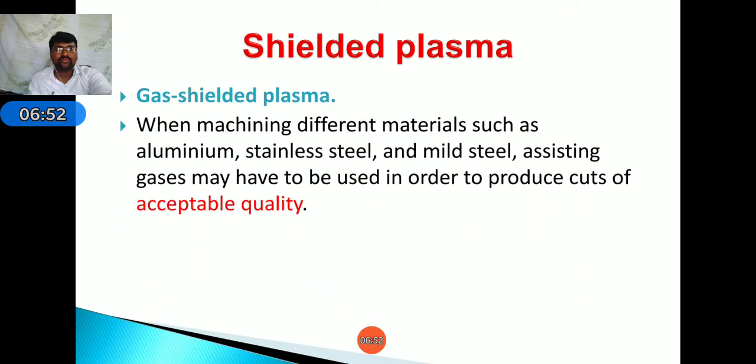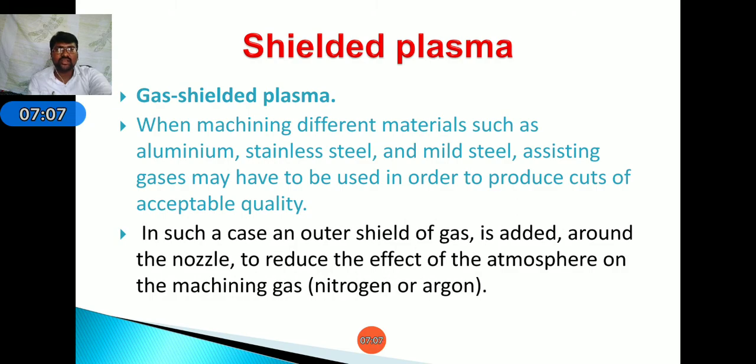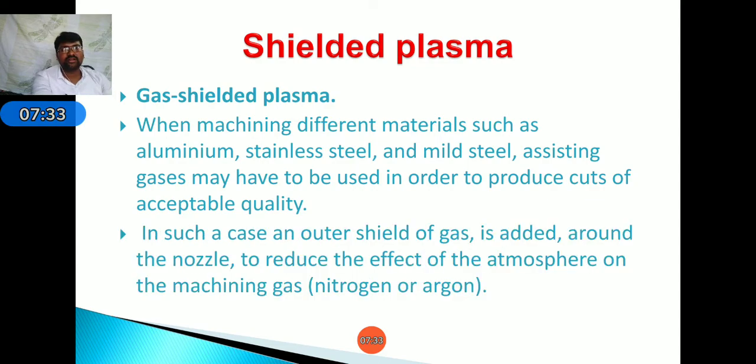Next, coming to shielded plasma. When machining different materials such as aluminum, stainless steel and mild steel, gases may have to be used to produce cuts of acceptable quality. In such a case, an outer shield gas is added around the nozzle to reduce the effect of atmospheric gases like nitrogen and argon. Otherwise, it reacts with outer gases and oxidation of the metal is created, and it becomes a very hard material. Therefore, we are using shielded gases.